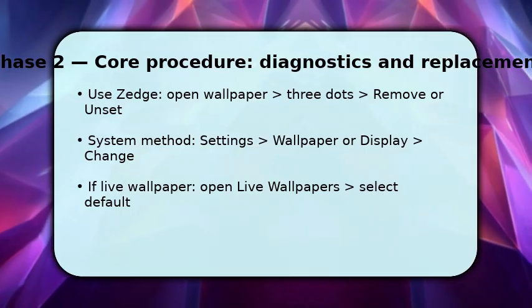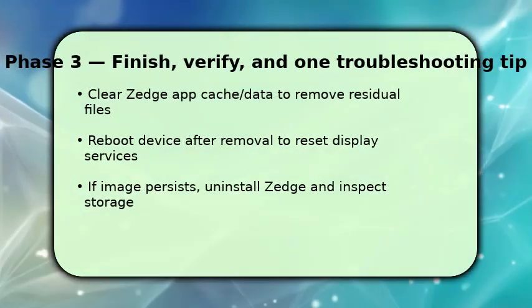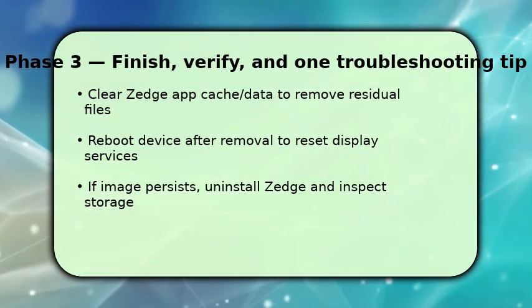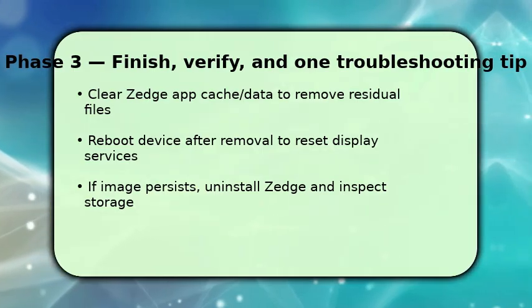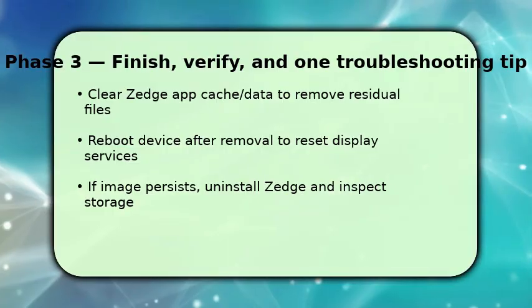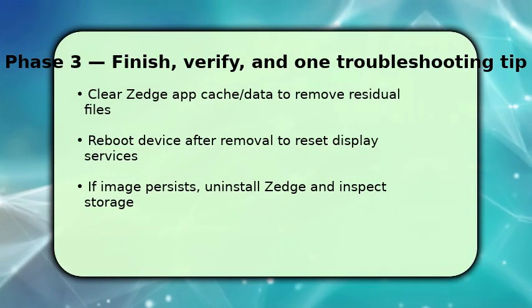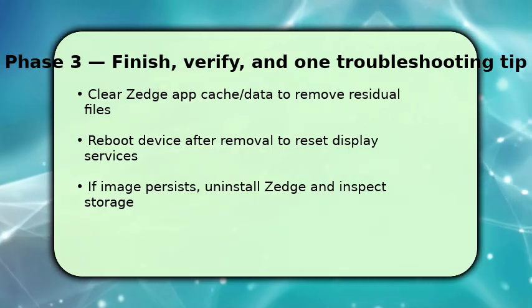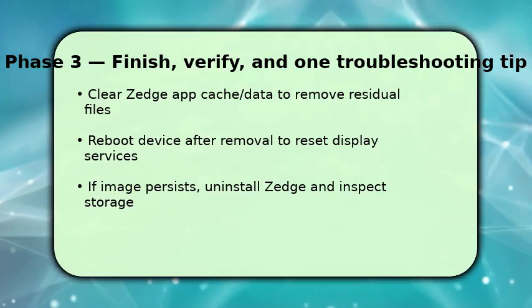You finish by cleaning up residual files and verifying removal. Go to App Info for Zedge, clear cache, and if needed, clear data to remove stored wallpaper files, then reboot your device to reset the display service. If the wallpaper still appears after reboot, uninstall Zedge and check internal storage or gallery for leftover image files to delete. If problems persist, make sure another wallpaper app is not restoring the image. Uninstall competing apps.